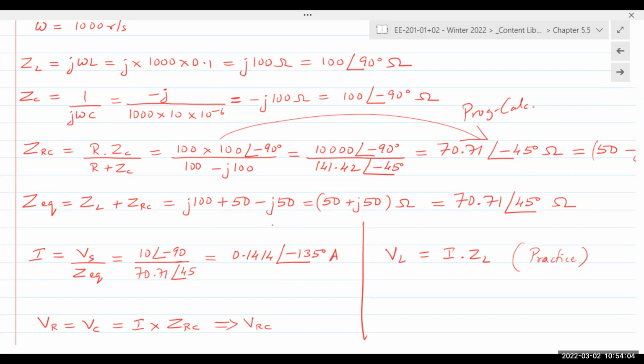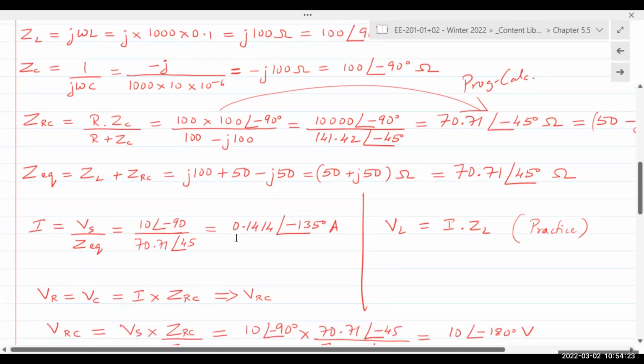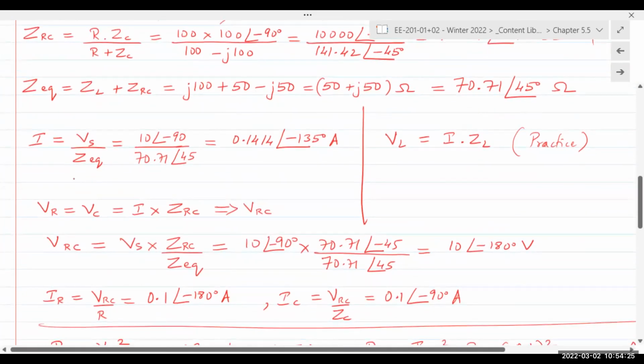Make sense to everyone? And this is crucial for this problem because we're trying to find the reactive power for both inductor as well as the capacitor. So impedance for the inductor is plus J100, magnitude of 100, but it is offset by the capacitor impedance. Then total I is Vs over Zeq. I find the total current I with a magnitude of 0.1414 and a phase angle of minus 135.